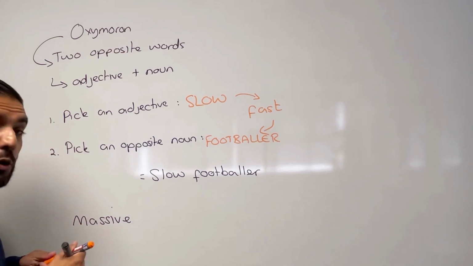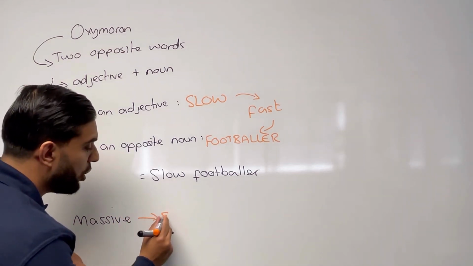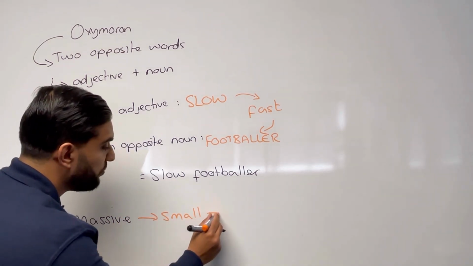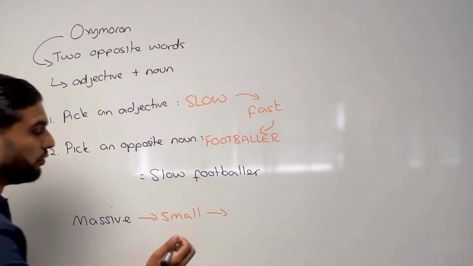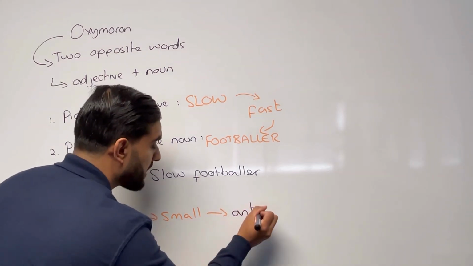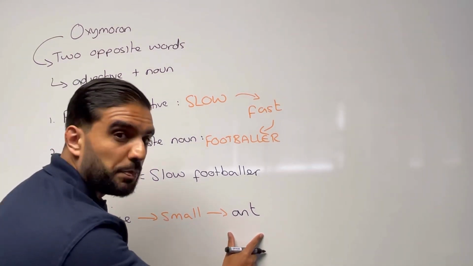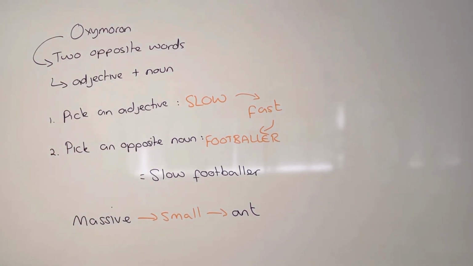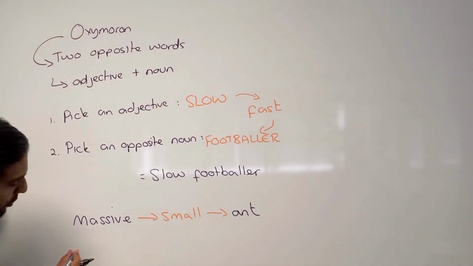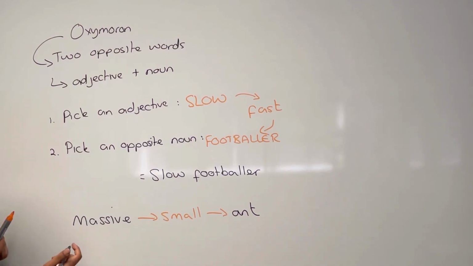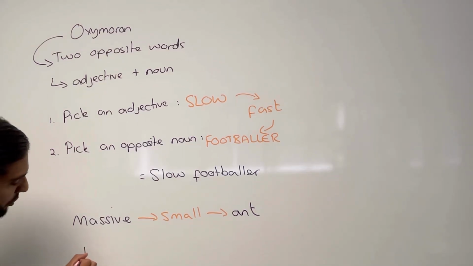Now, what's the opposite of massive? The opposite of massive is small. What is really, really small? An ant. The massive ant is an oxymoron. So you think of an adjective and you think of an opposite noun. Let's do one more. We had slow, we had massive, let's do small. Actually no, let's do boring.